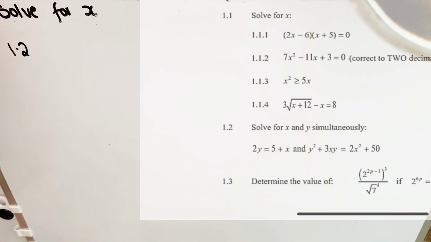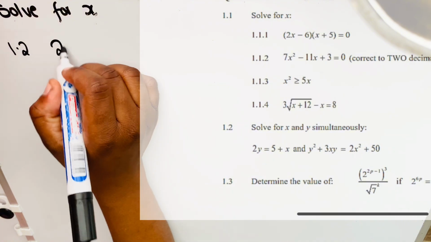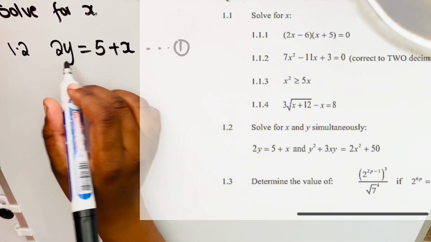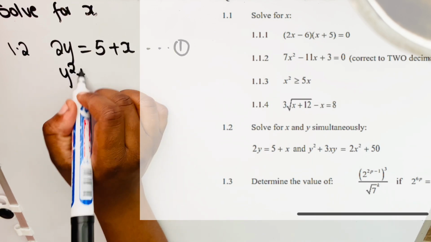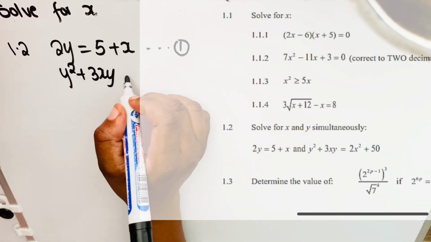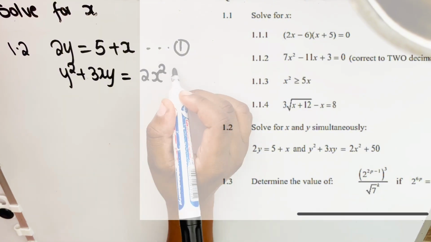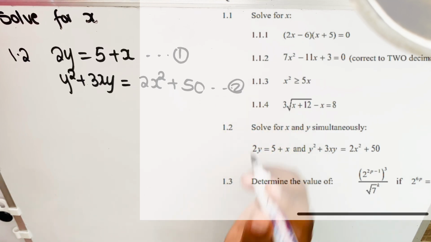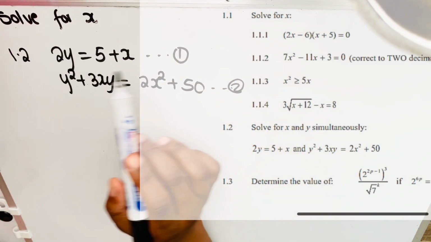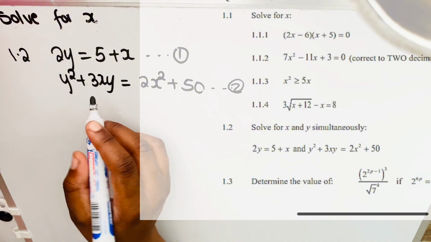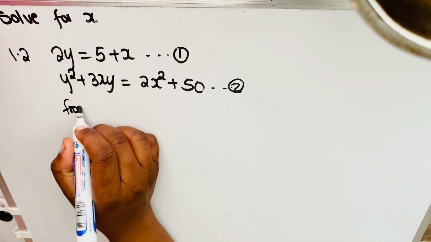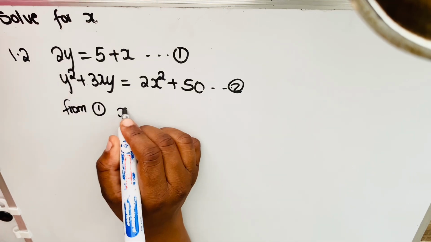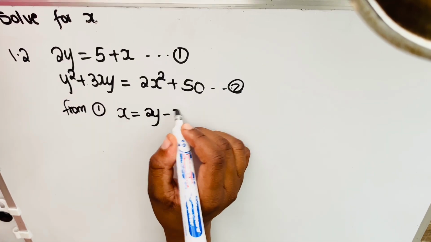1.2, it's simultaneous equations. We have 2y equals 5 plus x. This is our equation 1. y squared plus 3xy equals 2x squared plus 50. This is our equation 2. So we need to simplify the linear equation by making one variable the subject of the formula. From equation 1, x is the subject: take the 5 to the other side. So x will be equal to 2y minus 5.